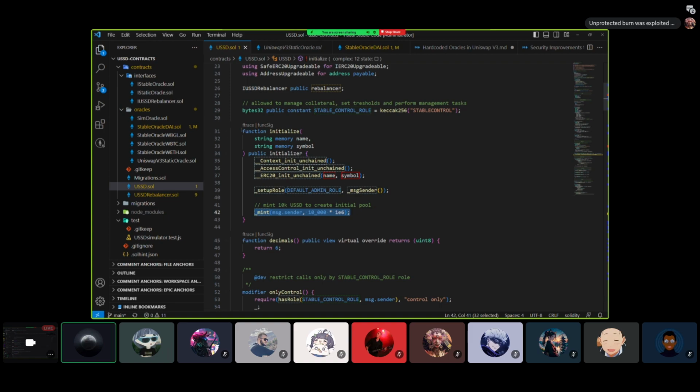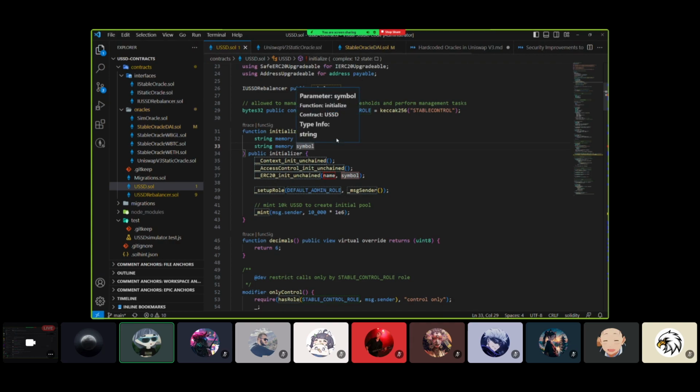My thoughts initially were that the developer was thinking this is going to be initialized only once, and that's why they put the admin to create the initial pool. But apparently they were meaning to do that, I think. I'm not really sure. But what about the initializer modifier? Doesn't that prevent this function from being called twice?